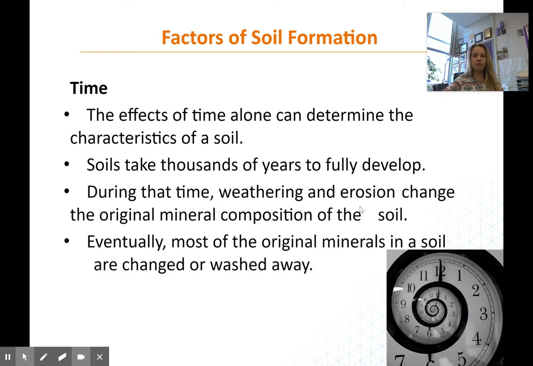All right, and then time. So I said it takes thousands and thousands of years to fully form soil. So it takes a really long time. And so California, in geological terms, is very new compared to areas in the Midwest, for example, that have been around a lot longer than California has.